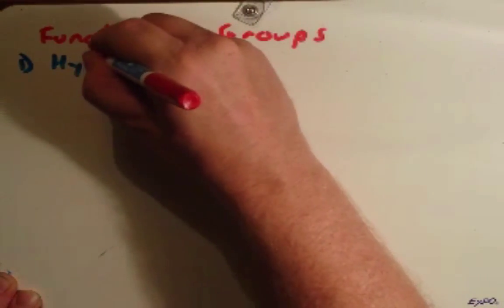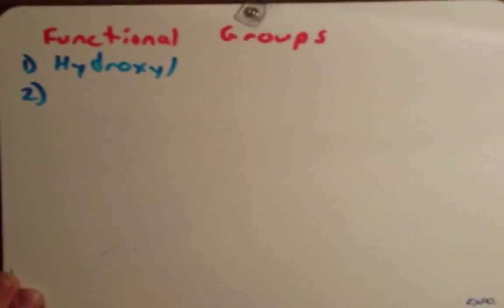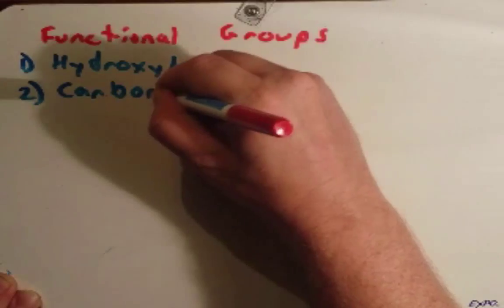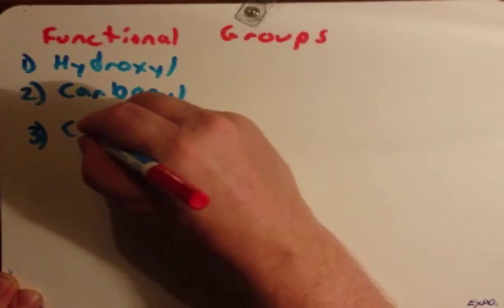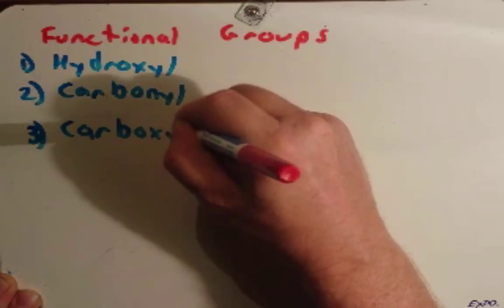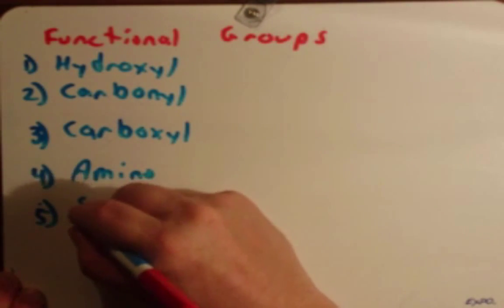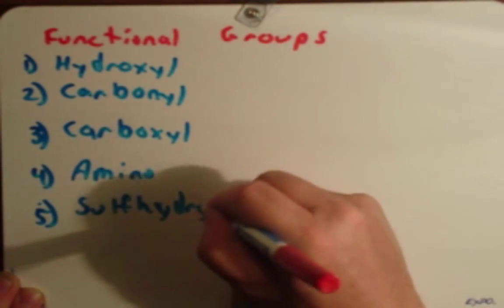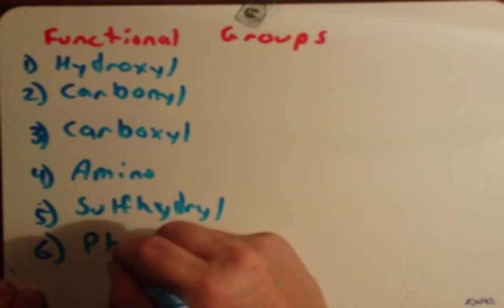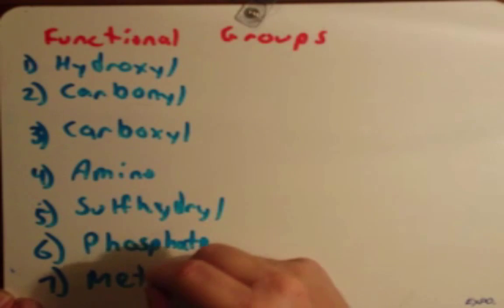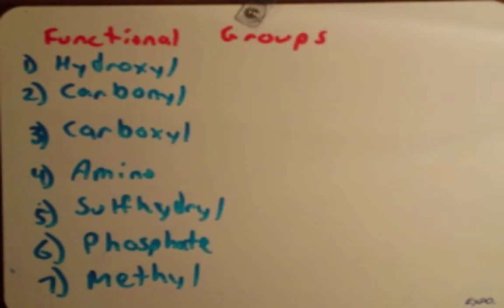Hydroxyl groups, carbonyl groups, carboxyl groups, amino groups, sulfhydryl groups, phosphate groups, and methyl groups. So you should be able to list these, and you should be able to recognize an example. I'm not going to ask you to draw a hydroxyl group, but I very well may ask you to identify a hydroxyl group, a carbonyl group, an amino group, a methyl group on a given structure.